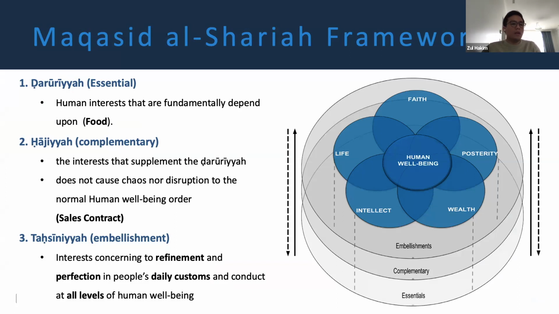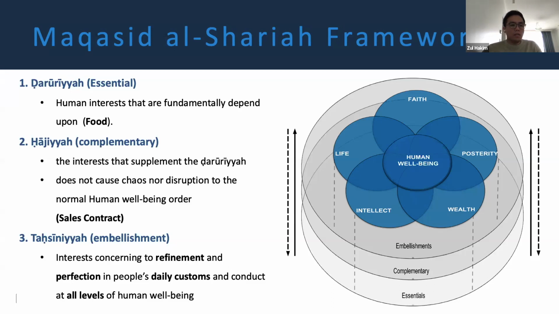And hajiyah is the supplementary ruling for the essential, which is, let's say, a sale contract. You can get by without a sales contract, but it's a need, though not an essence. And lastly is tahsiniyah, which is embellishment, concerning refinement and perfection in people's daily custom and conduct at all levels of human well-being.